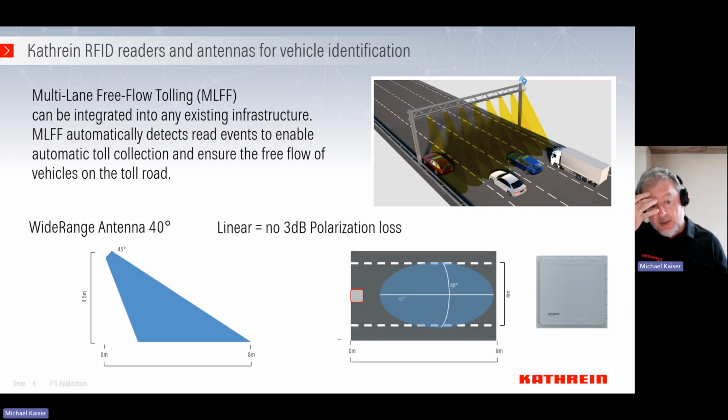So again, here is the situation with the 40-degree antenna. You can also use it for this scenario, multi-lane free flow, or a big entry of a harbor, or a big entry of a company ground. Here we have a 40-degree antenna, 40 degrees in both the elevation and the azimuth. You see it is a little bit wider than the 30-degree antenna. But here the big advantage is that we have no polarization loss.